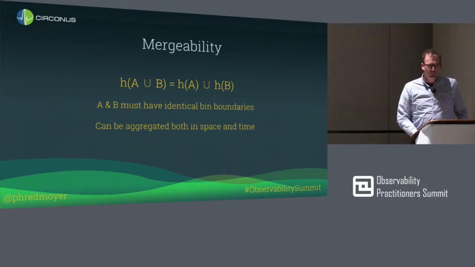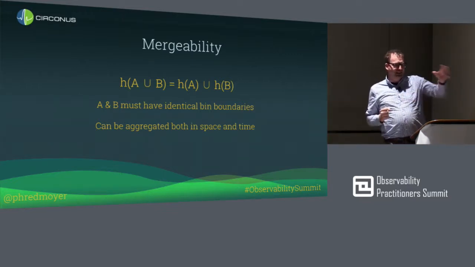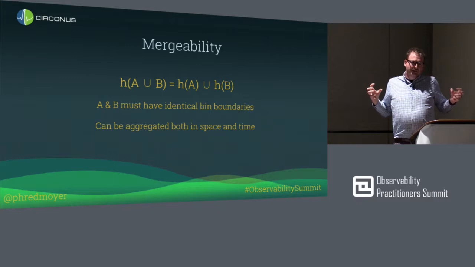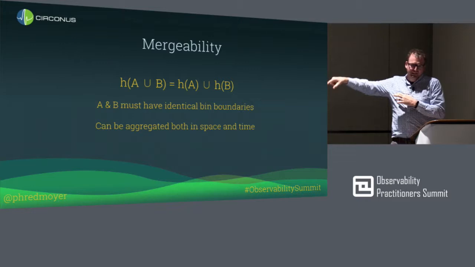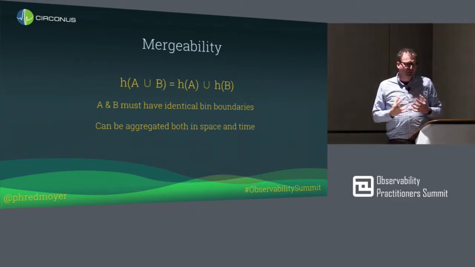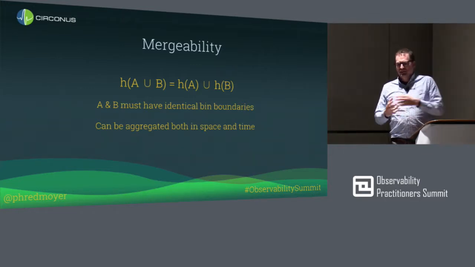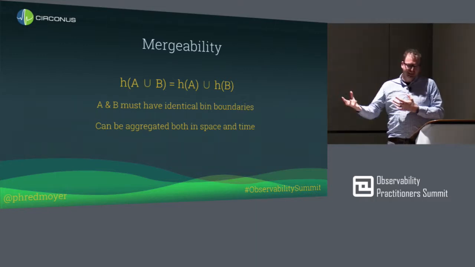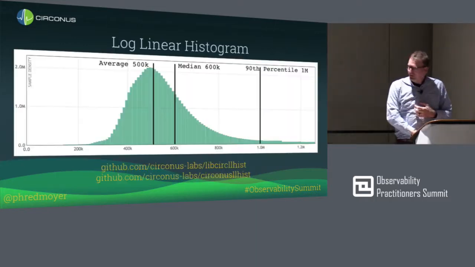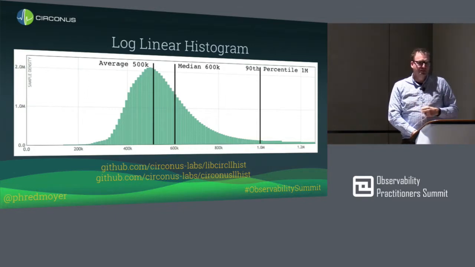Histograms also have a property called mergeability, which means I can take data from yesterday in a histogram, I can take data from today, and as long as they have the exact same bin boundaries, I can merge them together, which just means that I go through each bin and add up the count for each corresponding bin. And I can not only do that for aggregating them across time, but I can do that across space. So if I've got 10 load balancers, I can take histogram data from each of them and just add up the bins and combine them, and then calculate my 90th percentile across the entire cluster.